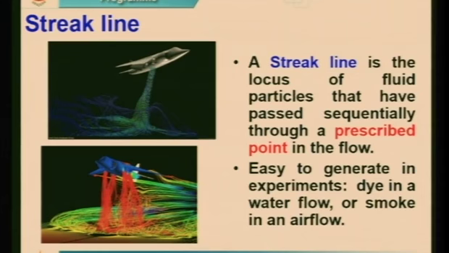A streak line is the locus of fluid particles that have passed sequentially through a prescribed point in the flow. This is very useful in the AC. This is very useful in the ventilation. I would like to know how many air particles have entered my room, say 1 lakh. How these 1 lakh particles are moving around the room and out, that I am interested in. That is actually a streak line. It is easy to generate dye in a water flow or smoke in an air flow, right? You can see air in a chimney, how it is going. You simply trace where it is going. That is your streak line, right?